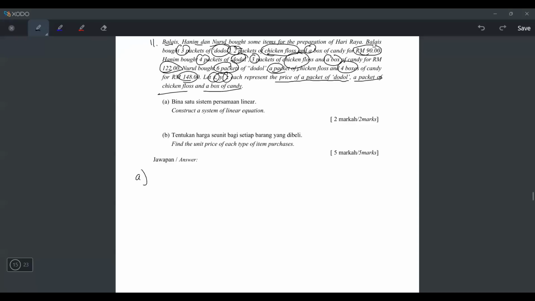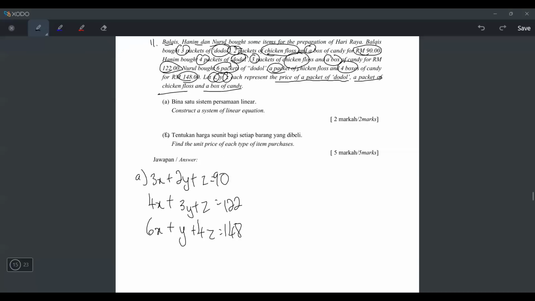So the first equation will be what? Okay, Balkis bought 3 packets of dodol, but I already know X represents the price of 1 packet. So if he buys 3 packets, it will be 3X. The price you have to pay is 3X plus 2 packets of chicken floss, so 2Y, and then plus 1Z equals 90. Next is for Hanim, 4 packets of dodol, so 4X plus 3Y plus Z, and how much money he paid? RM122. And for the last one, Nurul bought 6 packets of dodol, 6X, plus 1 packet of chicken floss, Y, and then 4 boxes of candy, 4Z, equals 148.